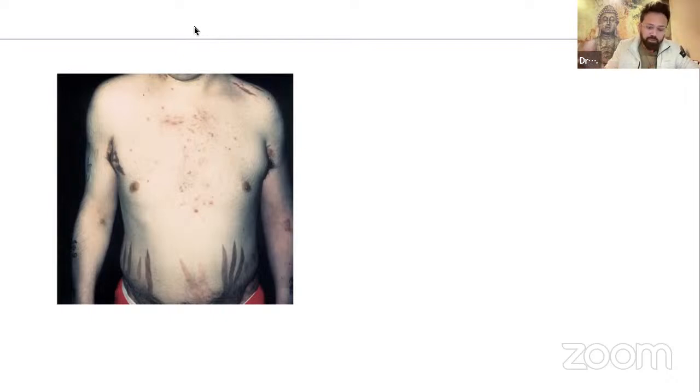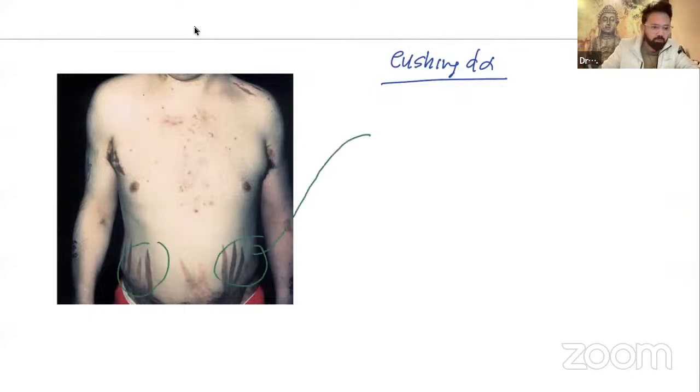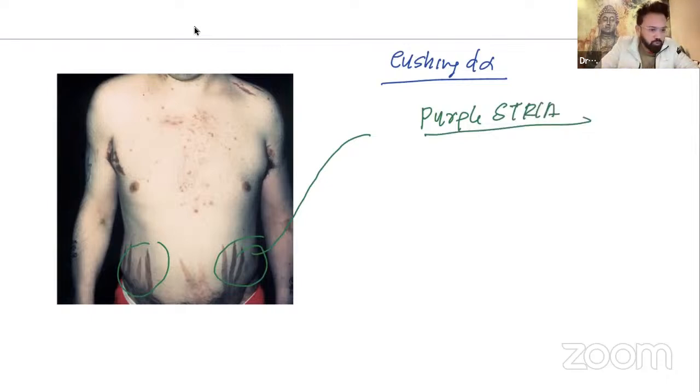Wonderful, Dr. Wasim Akram. Cushing disease, wonderful. Wasim Akram has told the diagnosis is Cushing disease. You are absolutely correct, it can be Cushing disease, but what are these called? Something where the cortisol is released, wonderful. That is why it is called purple striae. Wonderful, so most of you are correct.